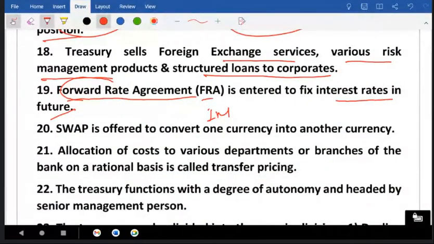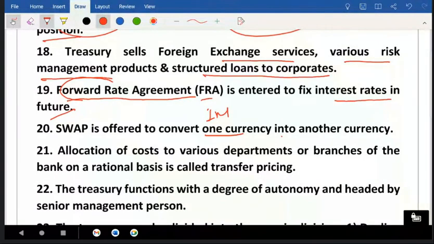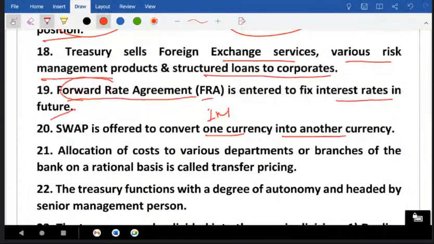And swap is offered to convert one currency into another currency. Sometimes what happens, if the Indian rupee is going down, you can convert to USD immediately, so that the fall in the Indian currency is mitigated and you can convert easily to USD. Likewise, this is called swap, or vice versa.